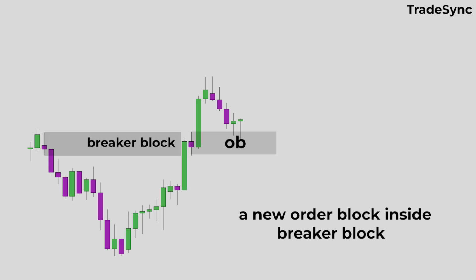confirmed by price reaction. In summary, a failed bearish order block reclassified as a bullish breaker, reinforced by a new bullish order block. Price respected the zone perfectly, offering a high probability continuation setup.